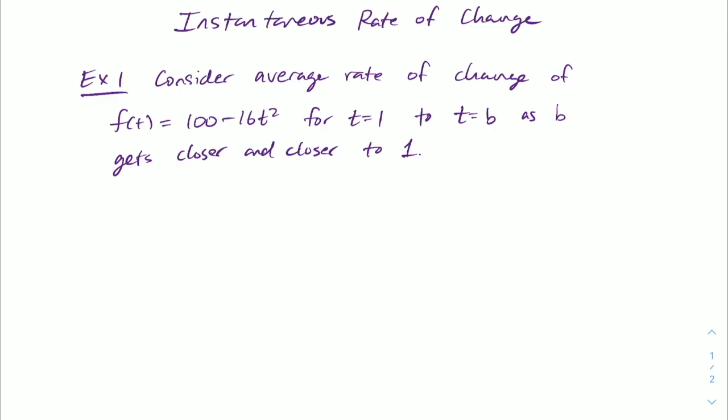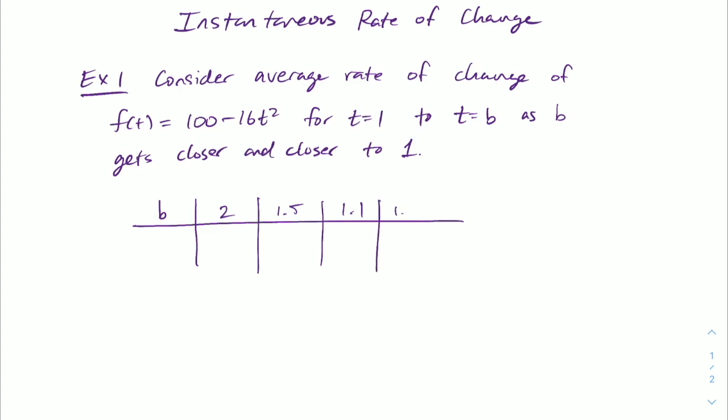Okay, so let's do some computation. We're going to pick some b values. We'll start with 2. It's not very close to 1, but it's one of the closest integers to 1. Then we'll do b is 1.5, 1.1, 1.01, and then 1.001. And then we'll see if we can see a trend here.